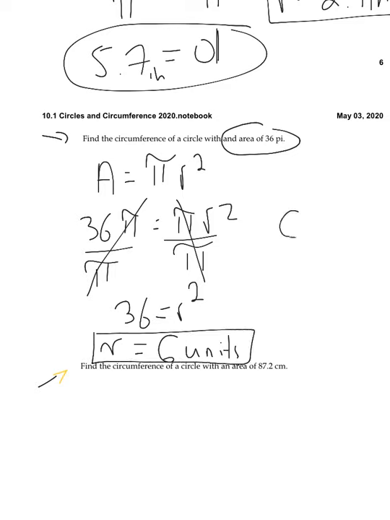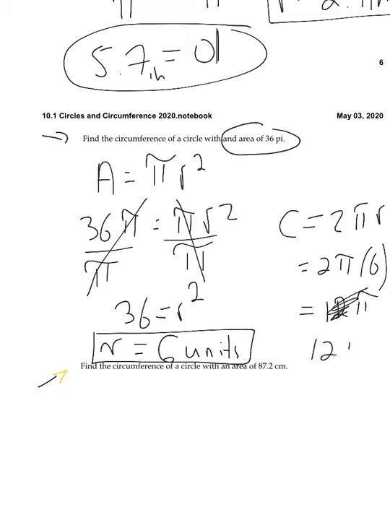So what is the circumference? Circumference equals 2 pi r, which will be 2 pi times 6. So the answer is 12 pi. Let me rewrite it. 12 pi inches is your circumference. Actually, it's 12 pi units.